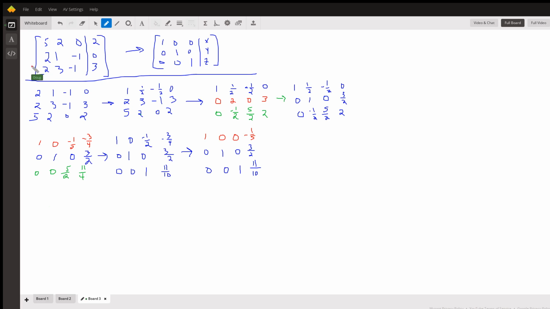And our goal is to take this matrix, which says that 5 times whatever x is plus 2 times whatever y is will give us this number right here. And similarly for the second and third rows. So our goal is to transform this using those operations that were on board 2 into something that looks like this. And then this says 1 times x plus 0 times y plus 0 times z equals whatever number I end up with right here. So that will be the value for x.